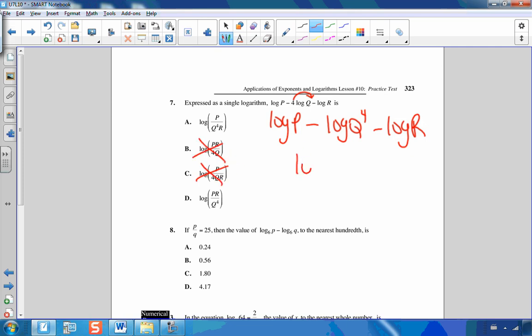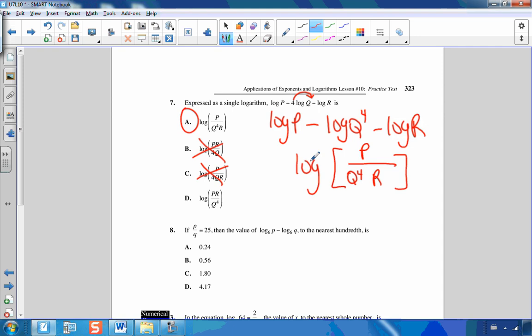Okay, now combining them together, I am dividing. So when I subtract logs, I can divide the arguments. So this is going to be p on top divided by q exponent 4. And if I'm dividing by r, the r is also in the denominator because I'm dividing by all of them. So this would be your answer. Is that right? Oh, no, that's an r on top. Oops-a-daisy. This would be your answer. There we go. Pick the one that matches your answer.